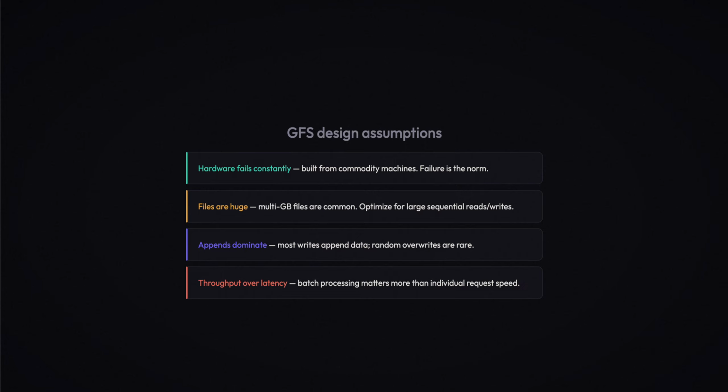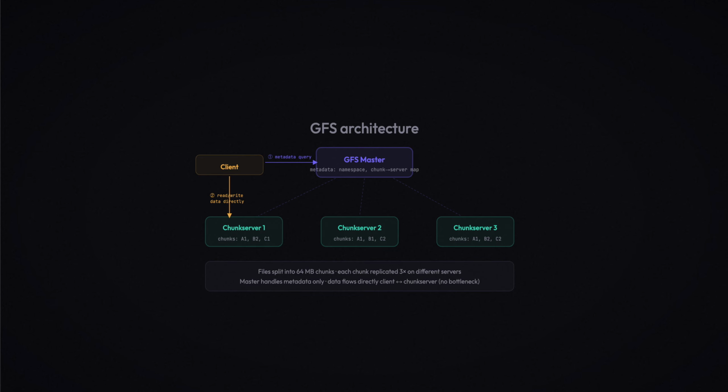The GFS architecture has three components. The GFS master stores all metadata, the file namespace, the mapping from files to chunks, and the location of each chunk's replicas. The master is a single machine. This is a deliberate design choice, not an oversight. Keeping metadata in memory on one machine makes it fast and simple.